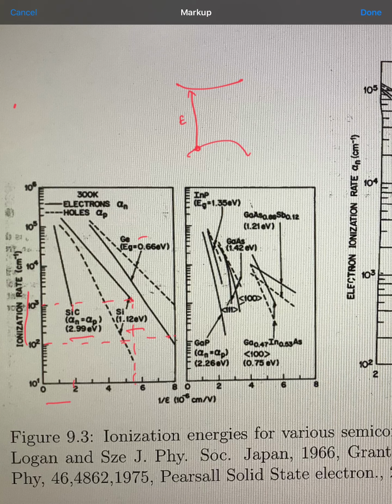So we will stop the discussion here, and the next time we meet, we will talk about continuity equations and governing equations which determine carrier transport in semiconductors.